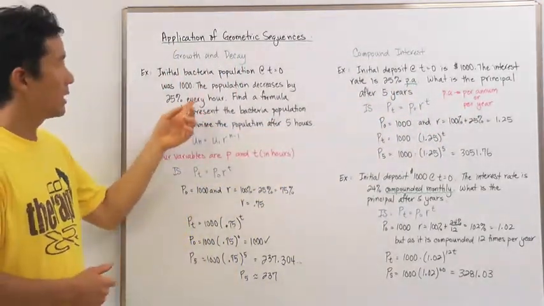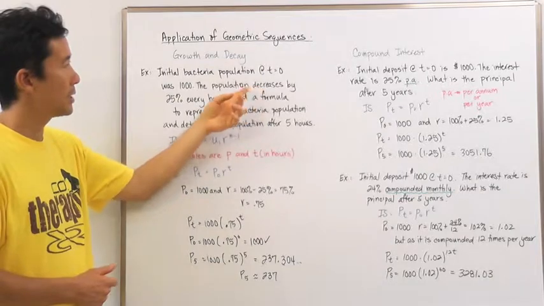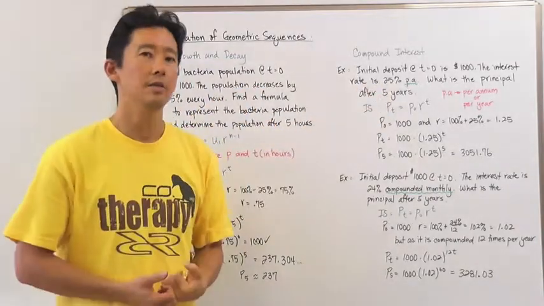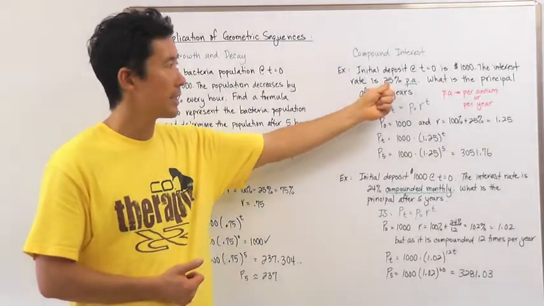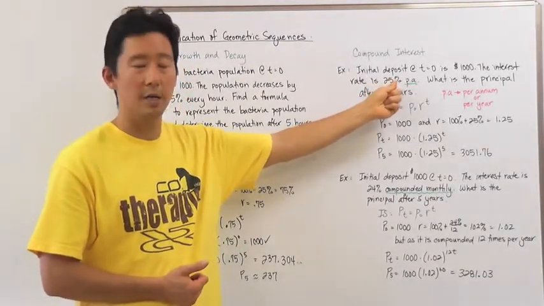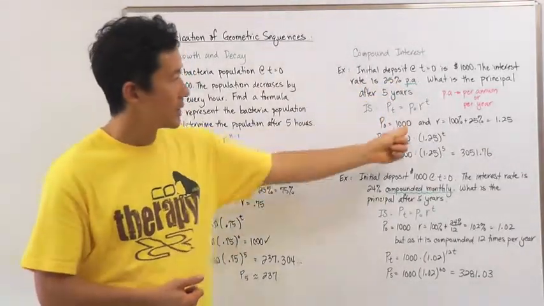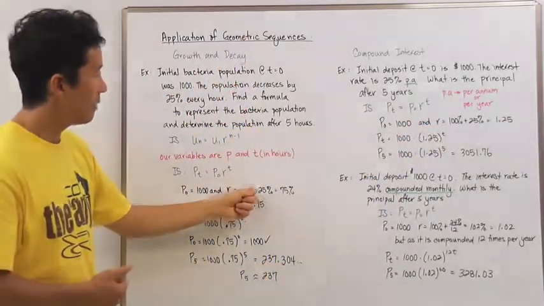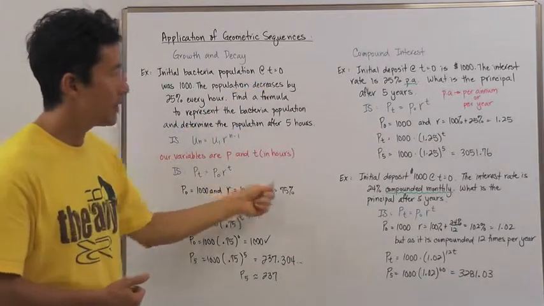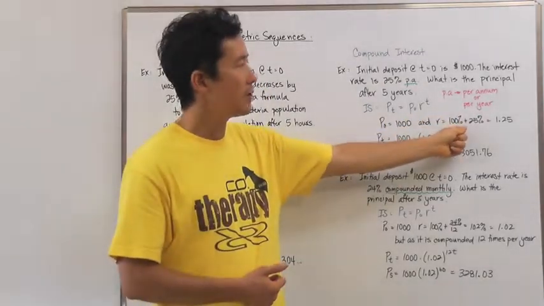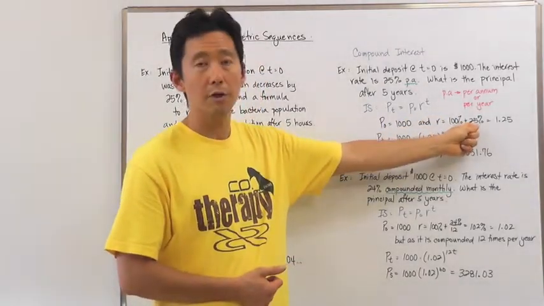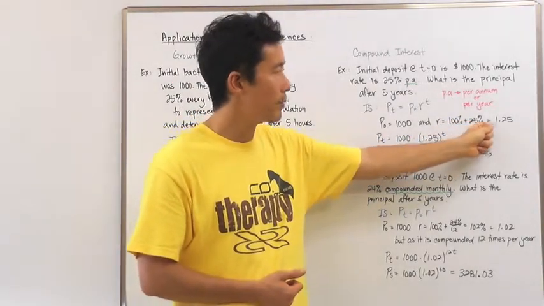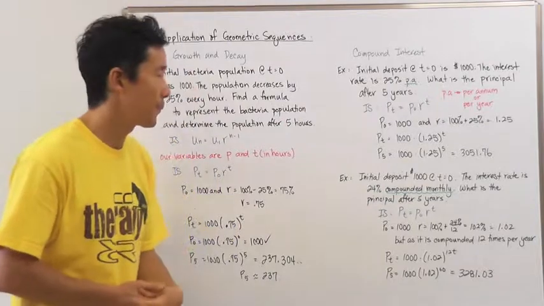So notice again, in the previous case the population decreased by 25% every hour. Now you're receiving interest, which means that the rate is actually increasing, or is more than 100%. So r, instead of being a decrease as in the previous case where the population is decreasing, your principal is actually increasing by 25% every year, and so therefore r should be equal to 100% plus 25%, which is 1.25.